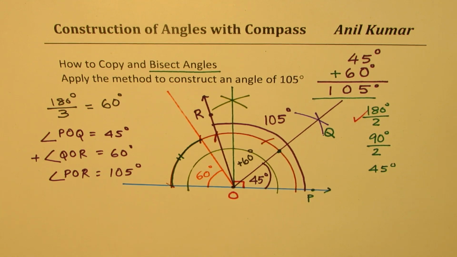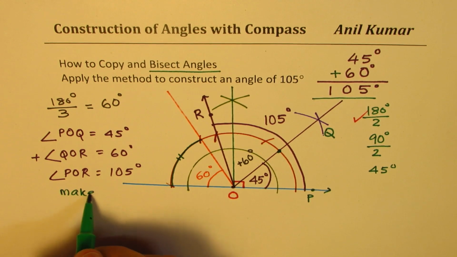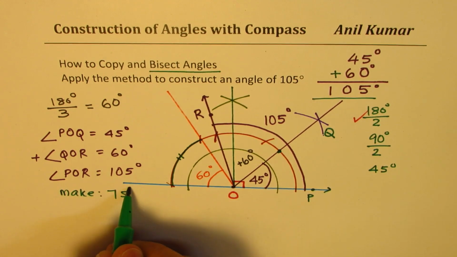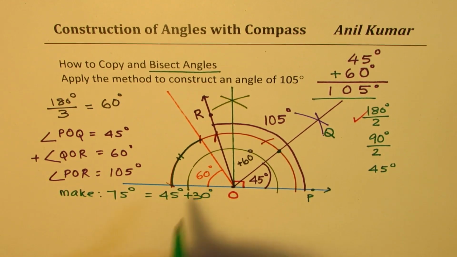As an exercise, you can create an angle of 75 degrees. Think about it. So the question for you is make 75 degrees, right? 75 degrees could be written as 45 degrees plus 30 degrees. Okay, so let this be your exercise.